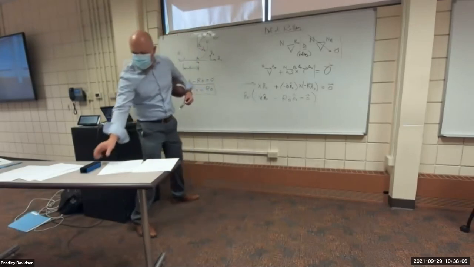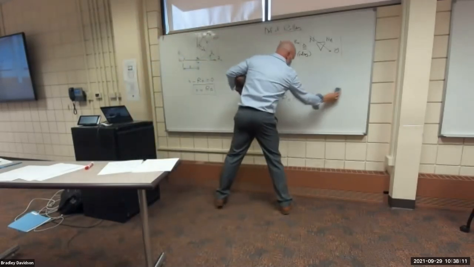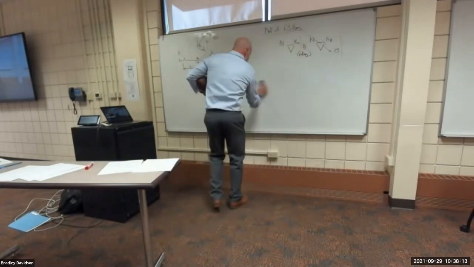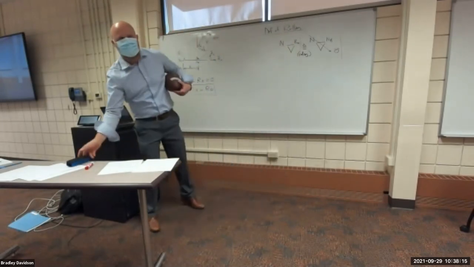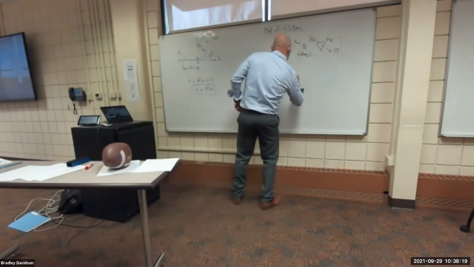Right. Zero. It's my eraser. Just zeros. He just throws zeros up there. When in doubt, incorporate the zero vector. Okay. So for slipping, it's this.